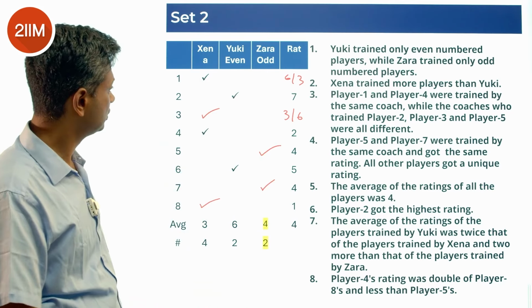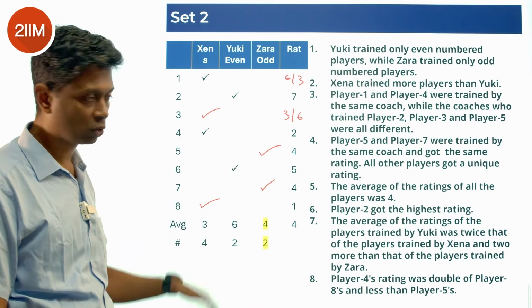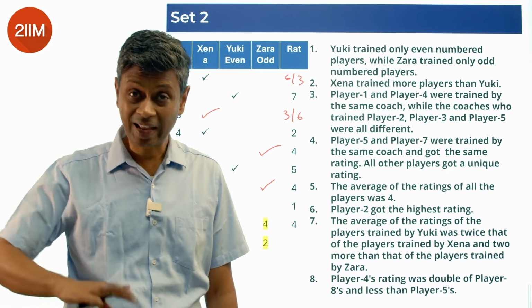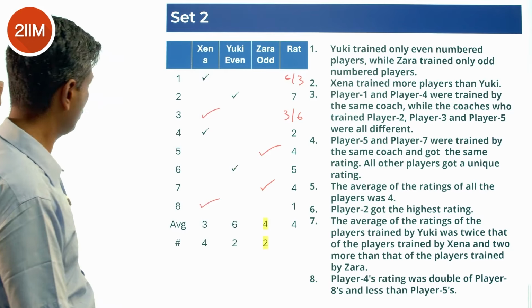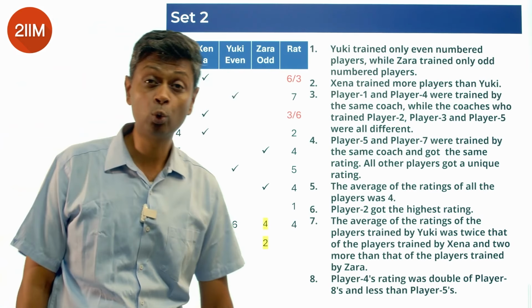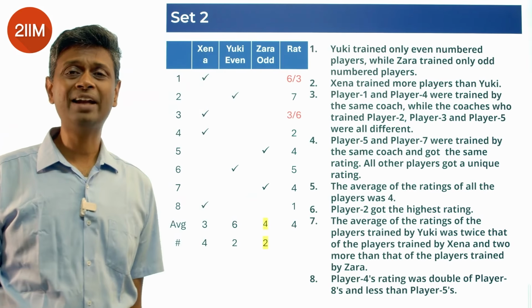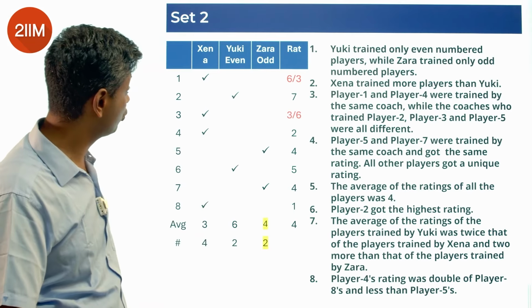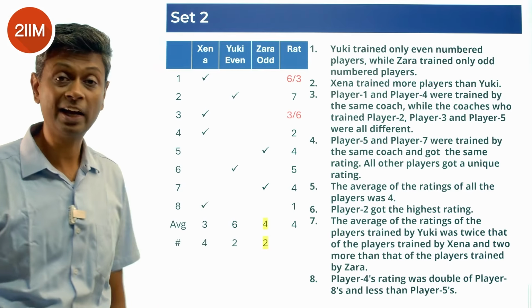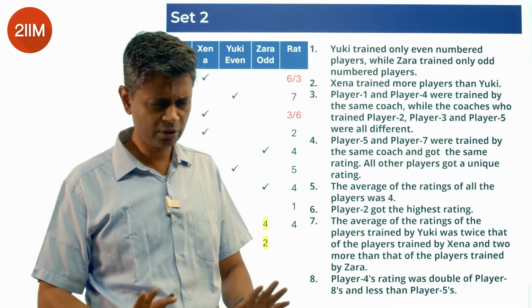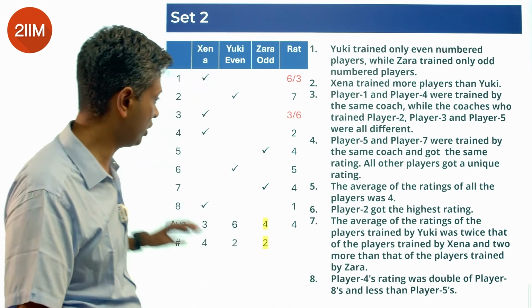That is fine. Zara's rating should add up to 8. 4 plus 4, both equal. That's also fine. We've got everything in the mix except knowing which one is 6, which one is 3. Both are trained by Zena. Both add up to 9. But we don't know who is 6, who is 3 between player number 1 and 3. Super interesting and challenging question, challenging set.